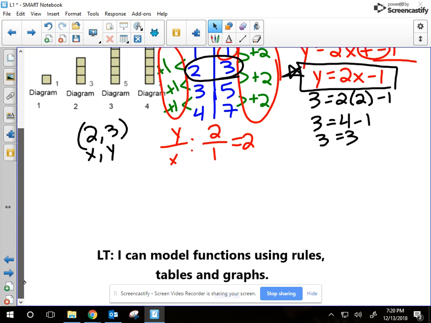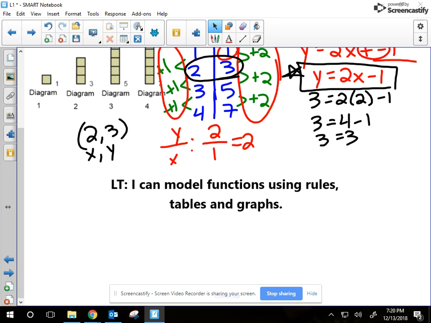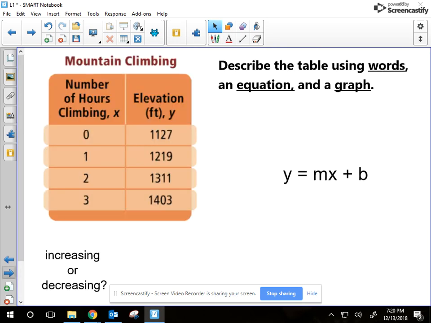So today we're continuing to work with a few examples of how to model functions using rules, tables, and graphs. Let's see another example. This time we're talking about mountain climbing. We need to describe this using words, an equation, and a graph. Let's start with the words. We need to see how much each one is changing in comparison to one another.